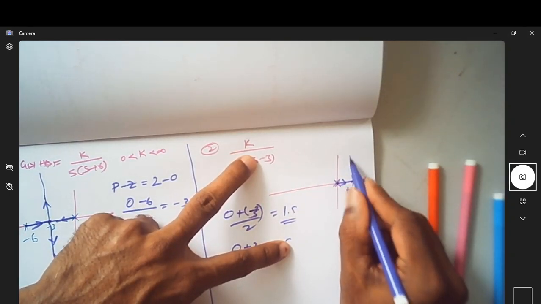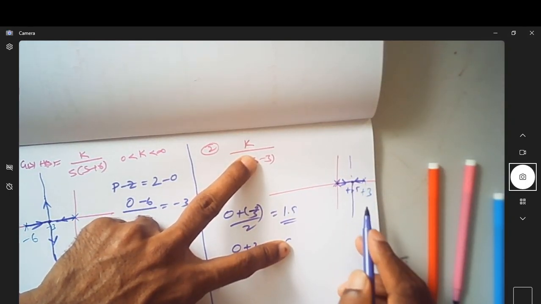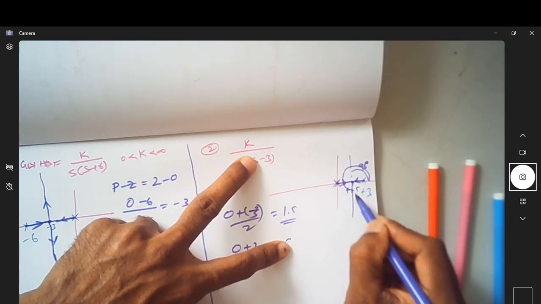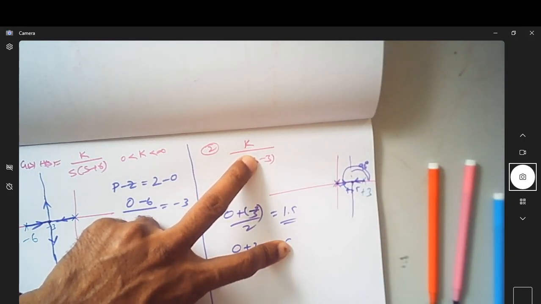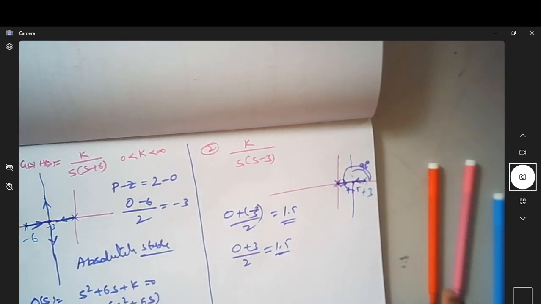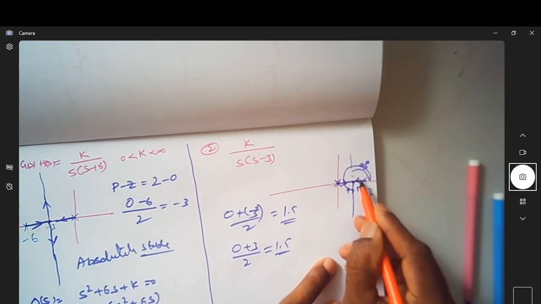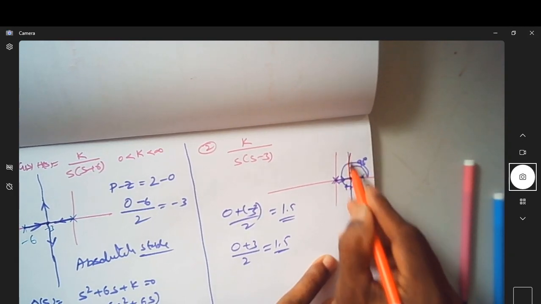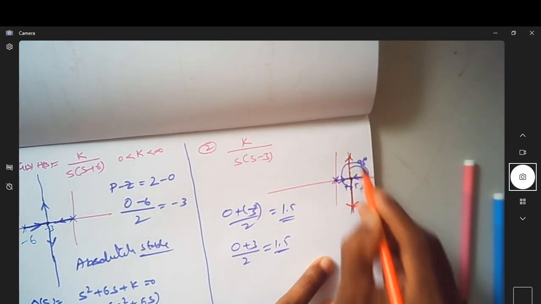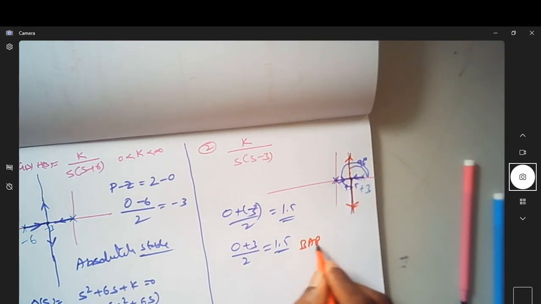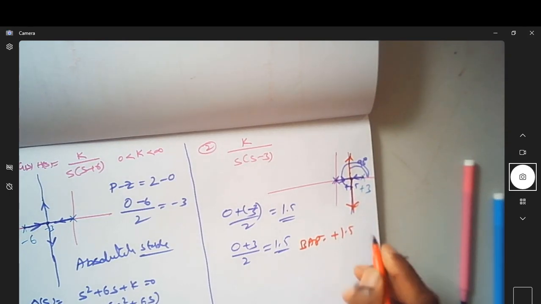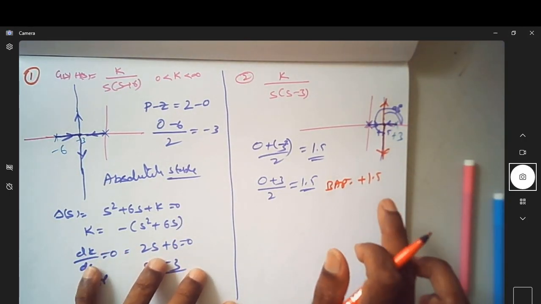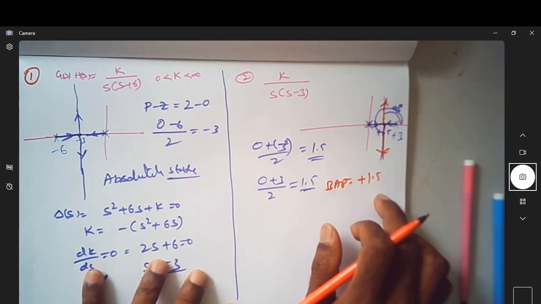So the angles are 90 degrees and 270 degrees. No need to write the angles, because that should be mental calculation. Now this pole comes in this direction, this pole comes in this direction, and it breaks away here. So the breakaway point, BAP, is also at plus 1.5. You can just do the same type of calculation here.